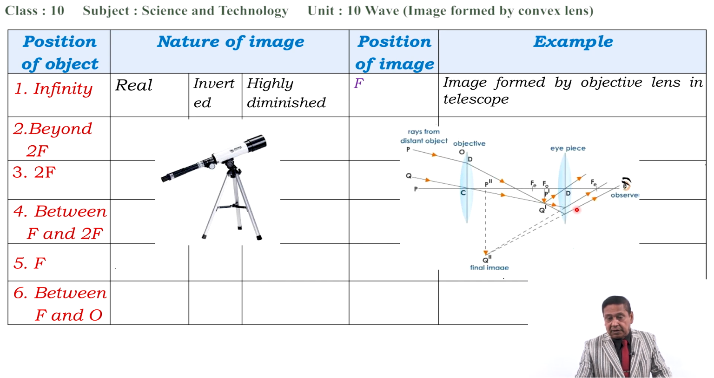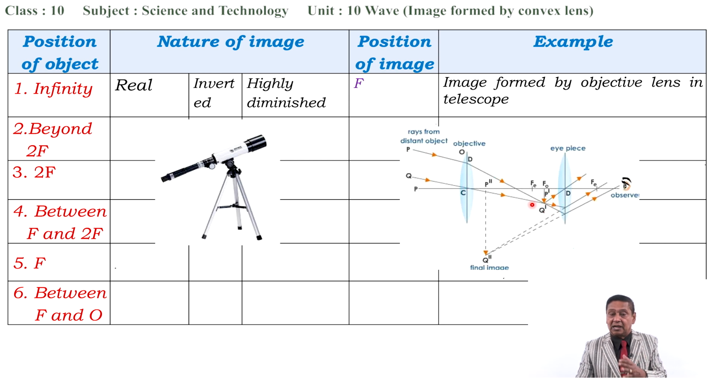This is the eyepiece which is present at this place. And in this astronomical telescope, the object is at infinity. Light rays coming from the object are converged by this objective lens, and its image forms at this focus, which is represented here by FO. Here it is written FO.